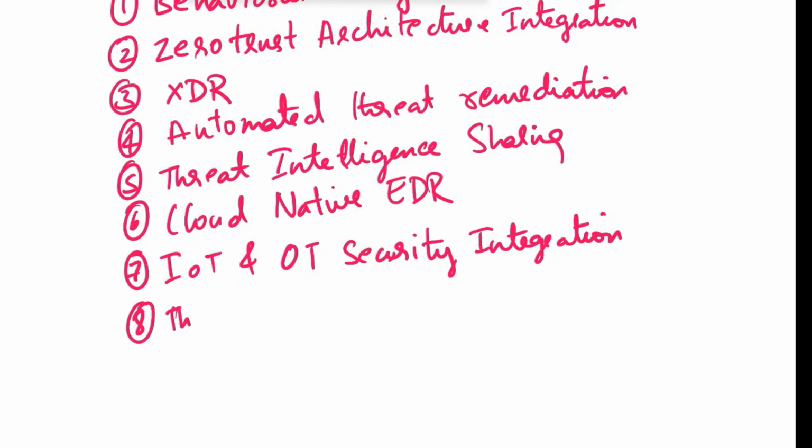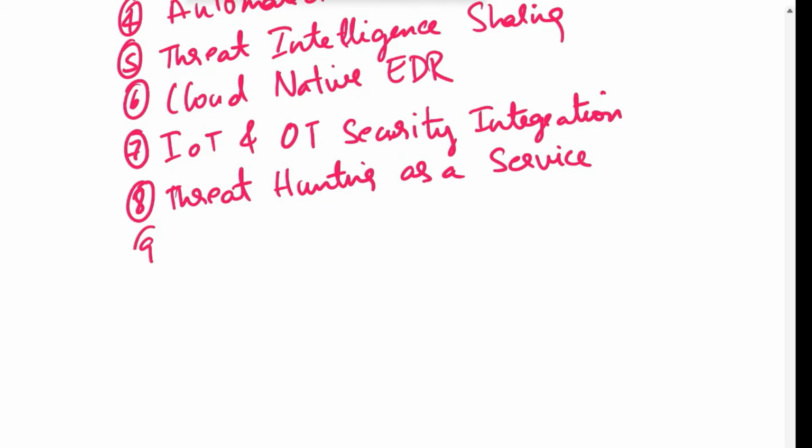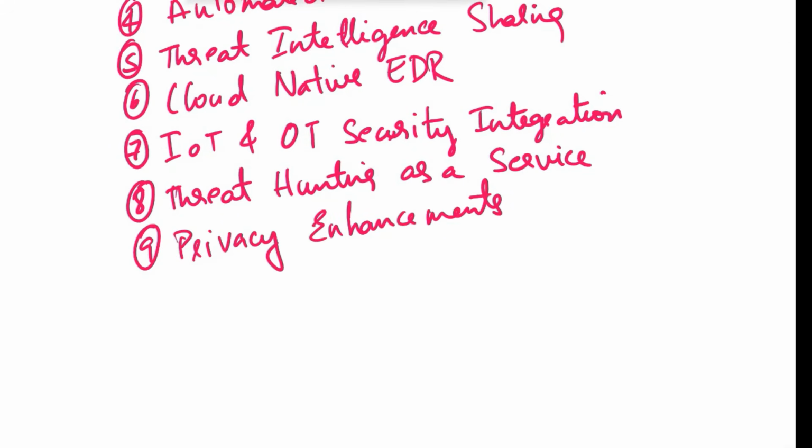Next one is threat hunting as a service. So, managed detection and response services, that is MDR services, will incorporate advanced threat hunting capabilities, offering organizations the expertise of security professionals who can proactively search for hidden threats in their environment using EDR tools. Next is privacy enhancements. With growing concerns about data privacy, EDR solutions will need to strike a balance between effective threat detection and respecting user privacy. More granular control over data collection and usage will be crucial.